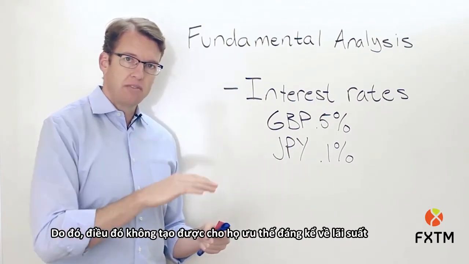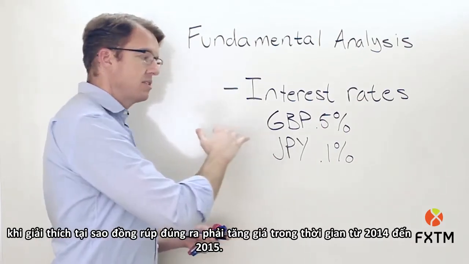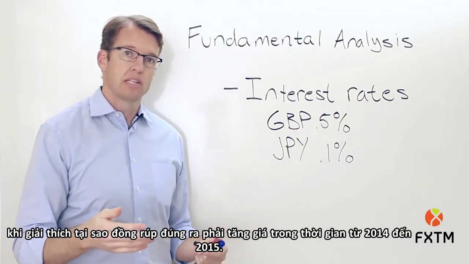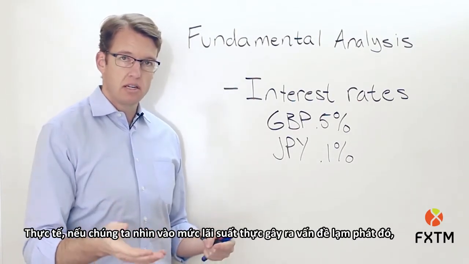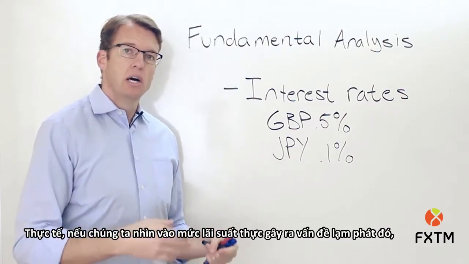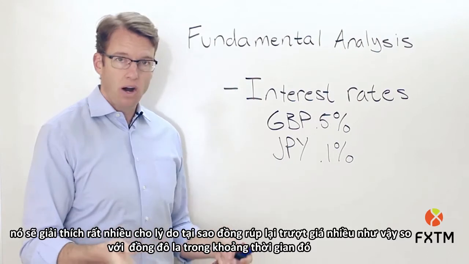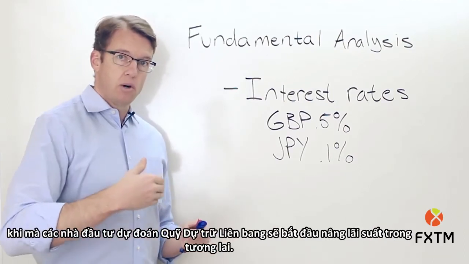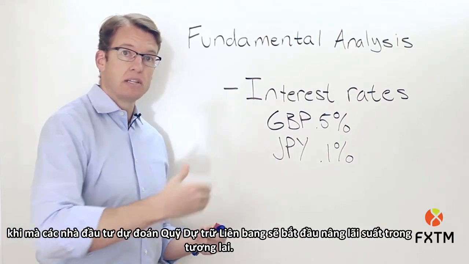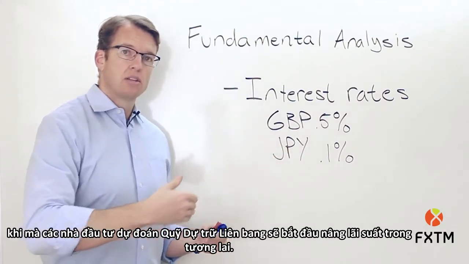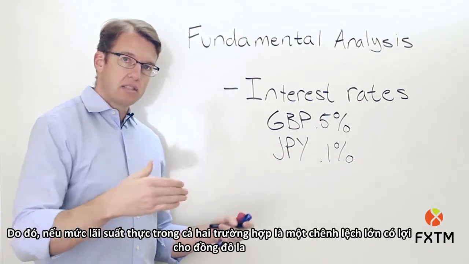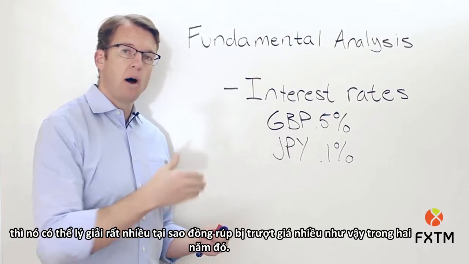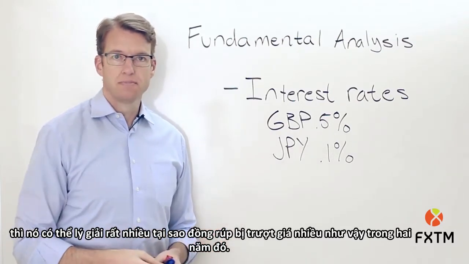So it doesn't give them a significant interest rate advantage as far as explaining why the ruble should have been appreciating in value through 2014 and 2015. In fact, if we look at the real rate that's accounting for that inflation issue, well, that's going to do a lot to actually explain why the ruble had lost so much value against the dollar over that period of time, where investors were anticipating that the Federal Reserve was in fact going to start raising rates in the future. So if the real rate in both cases was actually quite a differential with an advantage, if you will, to the dollar, then it would explain a lot why the ruble fell so much over those 2 years.